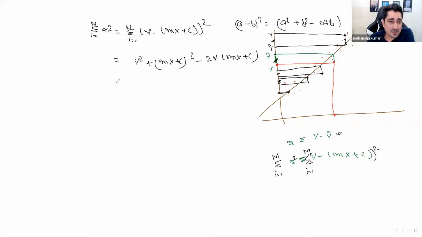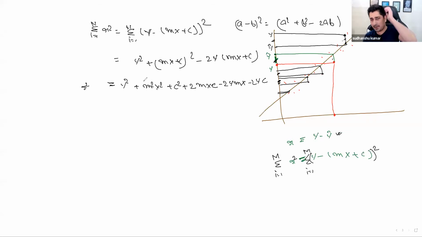Yes, okay. So fine, we can expand these things further. So y squared plus m squared x squared plus c squared plus 2mxc minus 2ymx minus 2yc. Can I say that this is the equation? Yes. So this is the equation of a residual that we are able to find out. So okay, no issue.